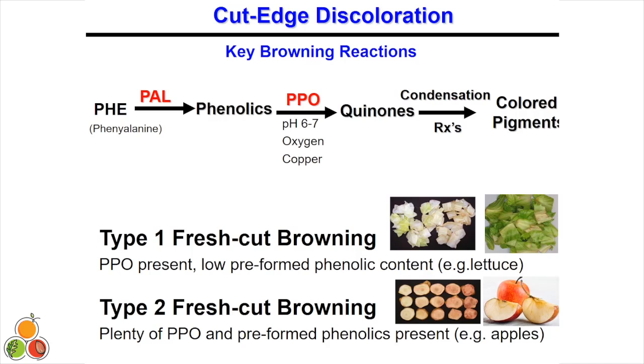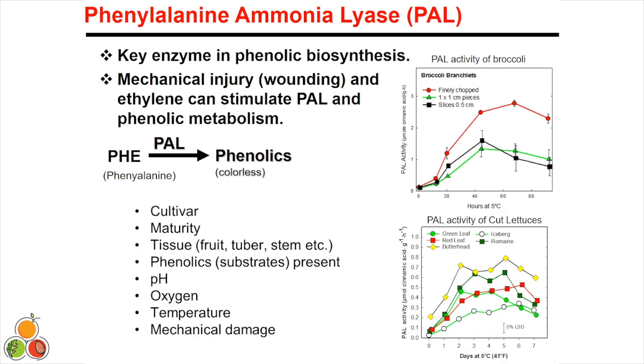So it's the very same overall process, but where we start in the process differs between the different products that we have, okay? But the basic reactions are the same, all right? So if we go back to and talk about these enzymes a little bit, here's one. So again, it's the wounding or ethylene that will stimulate the PAL.